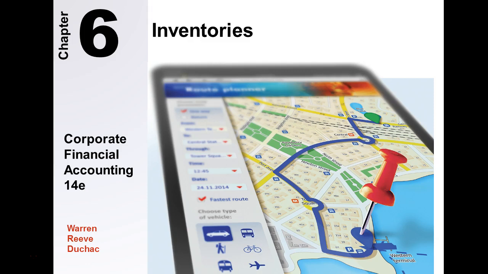We had gone over chapter 5 a few minutes ago and introduced merchandising firms. Today we're going to talk a little bit about inventories and get familiar with the accounting for inventories, how they're presented on the financial statements, how entries are recorded, and how we track and record the flow of inventories.